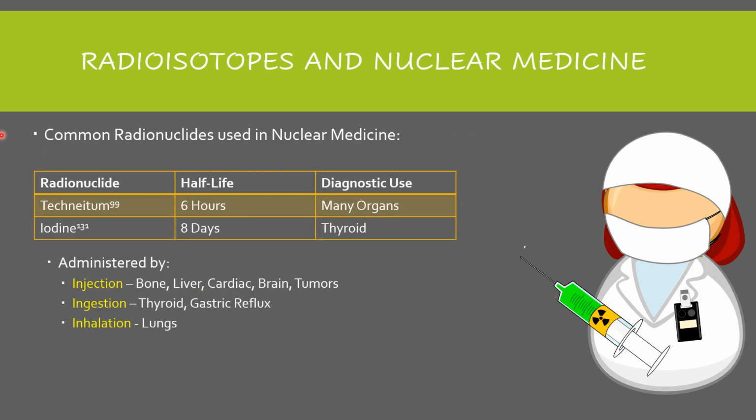Radioisotopes in nuclear medicine, continued. Common radionuclides used in nuclear medicine are Tc-99m, which has a half-life of 6 hours. Diagnostic use covers many organs. Iodine has a half-life of 8 days and is used mainly for the thyroid. You can inject it, ingest it, or inhale it for nuclear medicine.